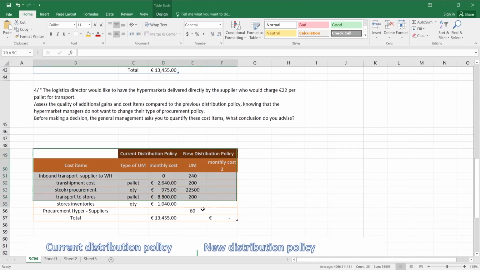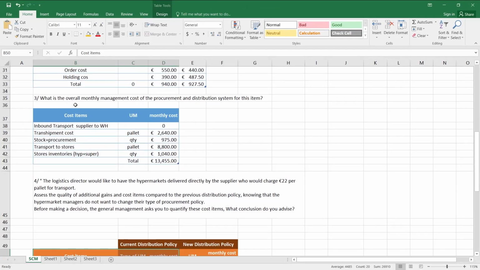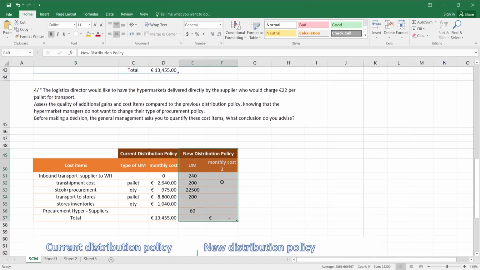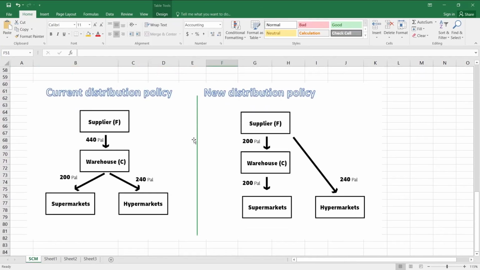So here I have done a simple table in which you can see the same cost items that we have calculated previously in the third part, where we can see the overall monthly management costs of the procurement and distribution system. And on the other side, we are going to compute the other cost items related to the new distribution policy.